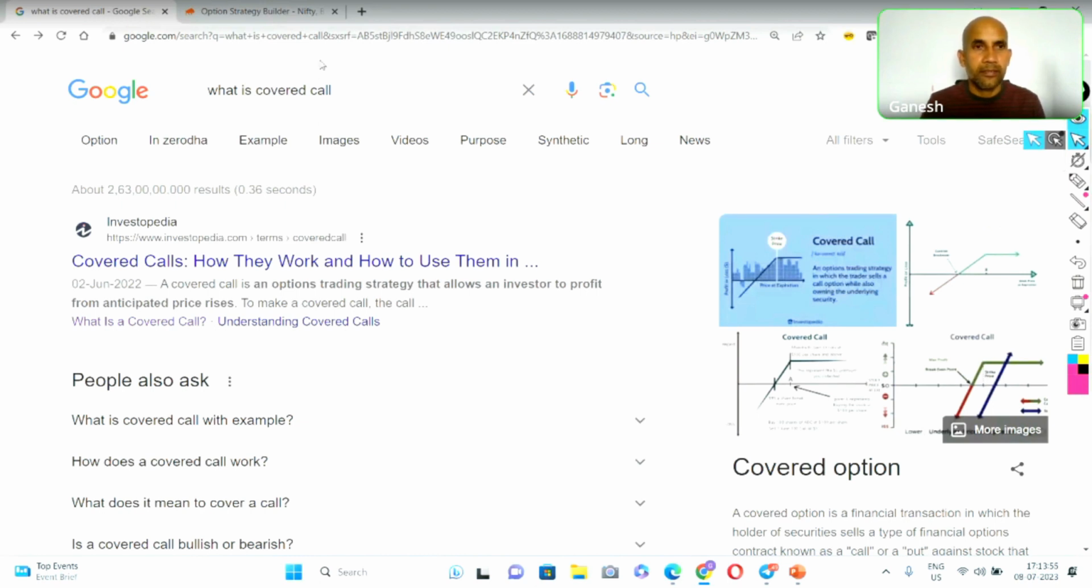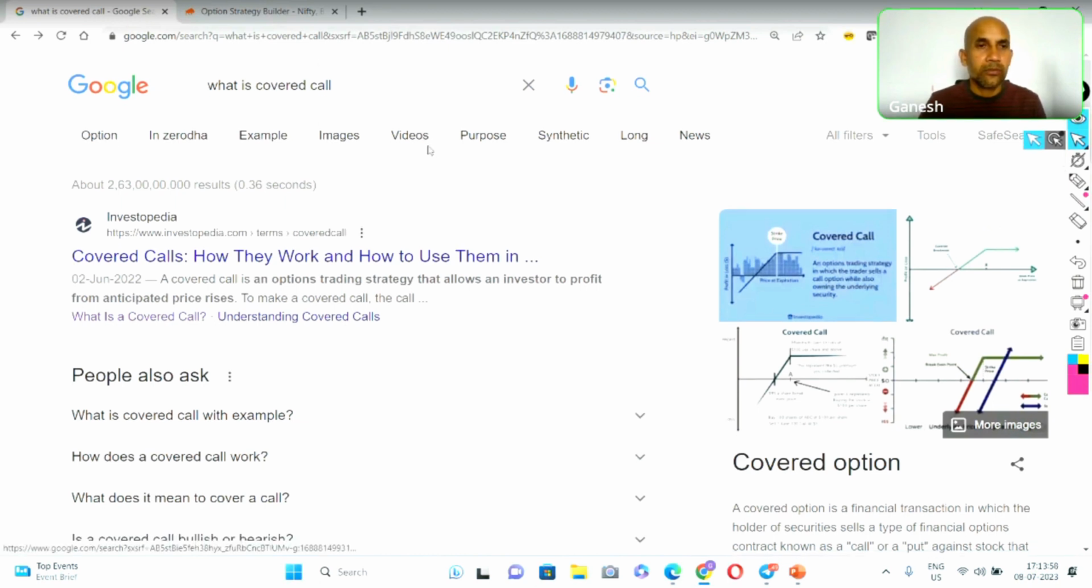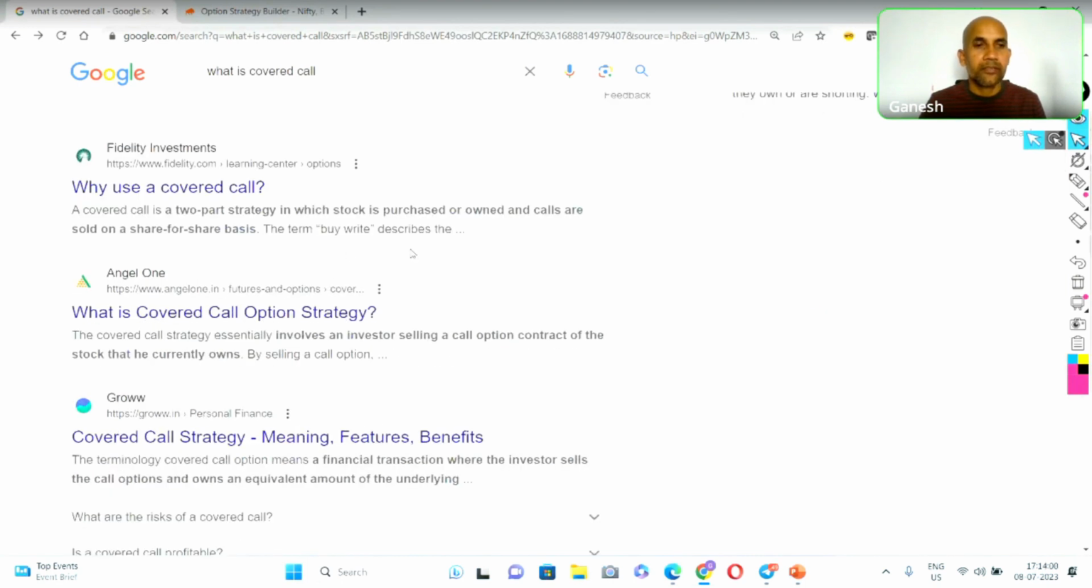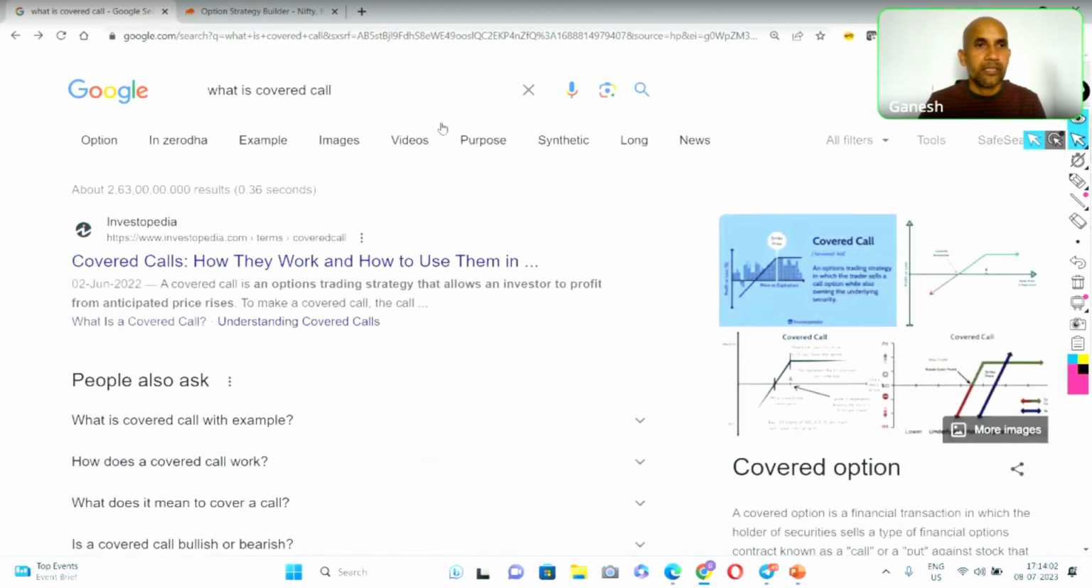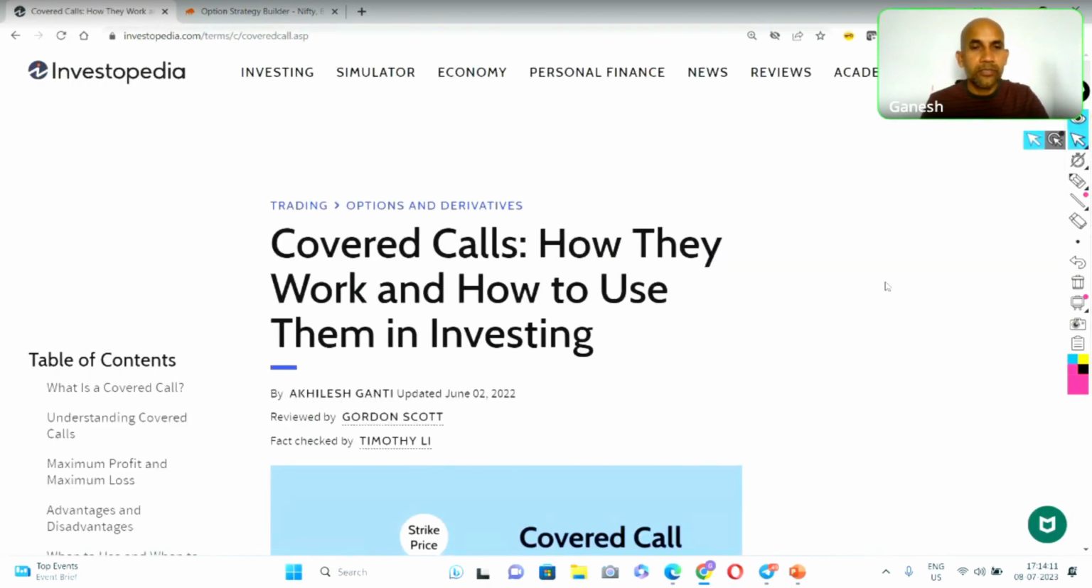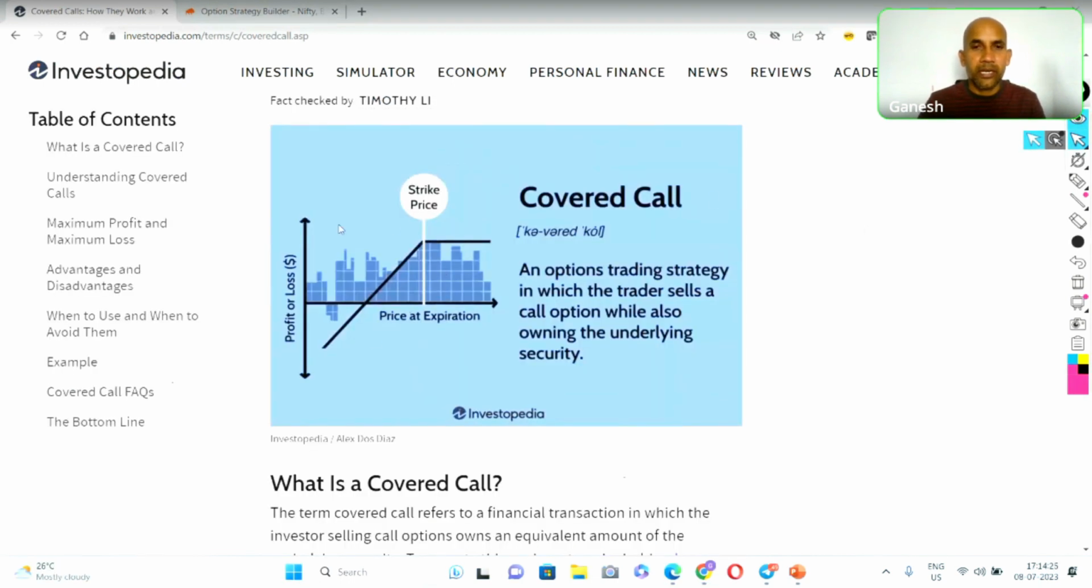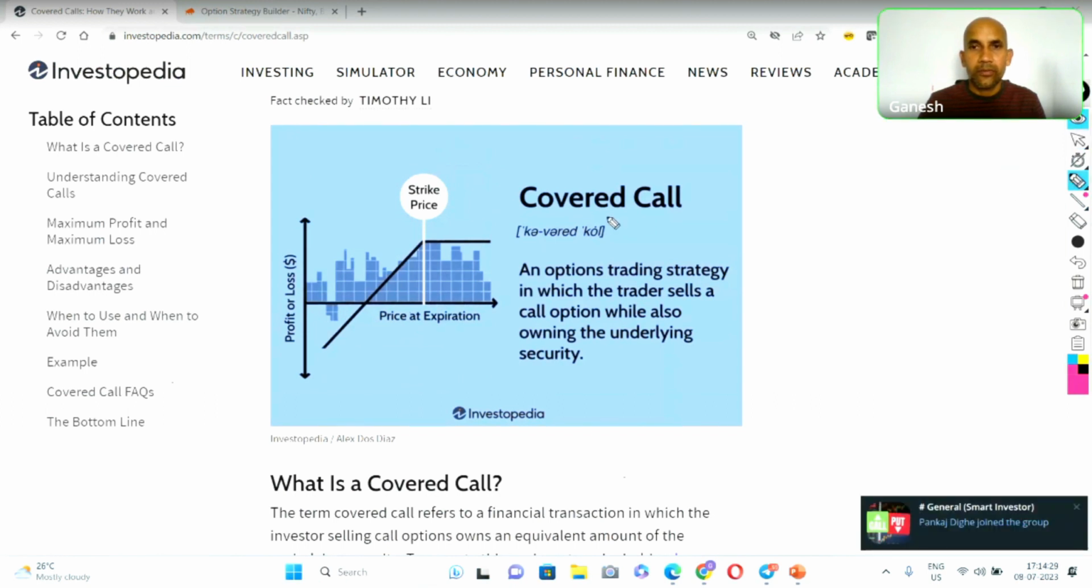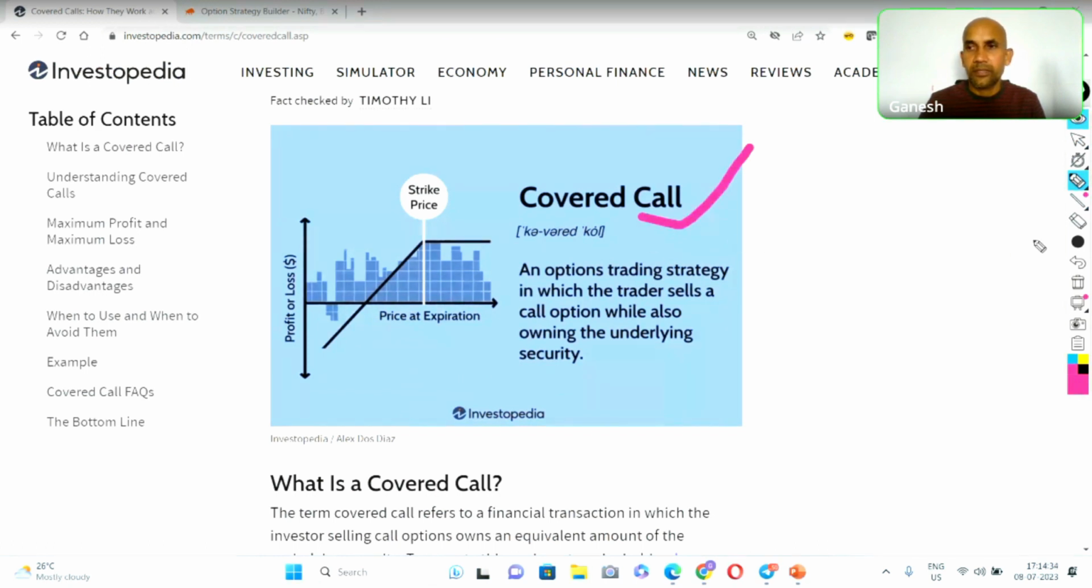A simple basic term. If you search in Google what is covered call, we'll find it on various websites. Let's say Investopedia, what it says. Let's open it. I'm not going to read out all those things because you people can also read and understand. It appears like this. This payoff graph will be like this. This is the basic payoff chart, how it appears.